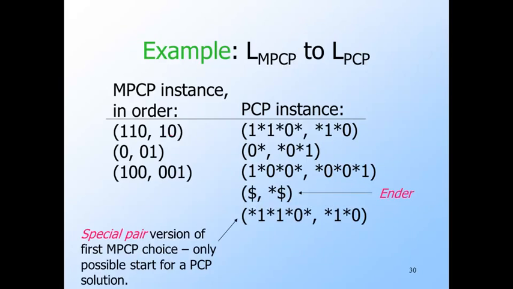And this pair also comes from the first pair. It is just like the first pair of the PCP instance, except for the star at the beginning of the first string. Notice that this is the only pair in the entire PCP instance where both strings start with the same symbol. For example, this pair has 0 as the first symbol of the first string and star as the first symbol of the second string. Okay. All these pairs have second strings that begin with star and a first string that begins with 0 or 1.